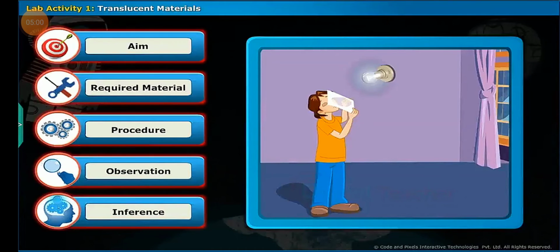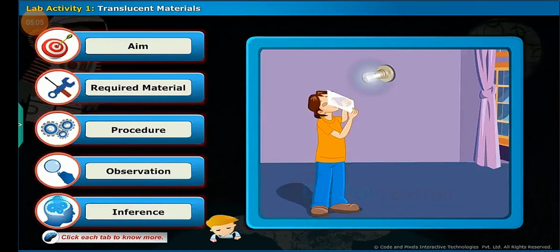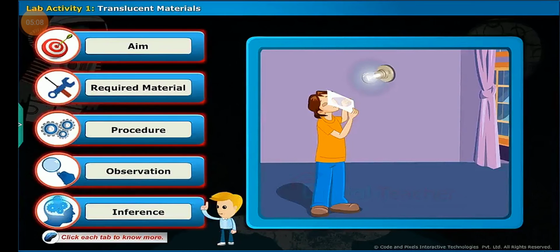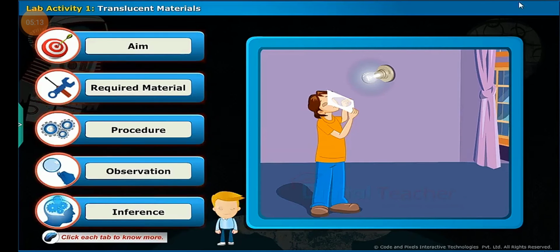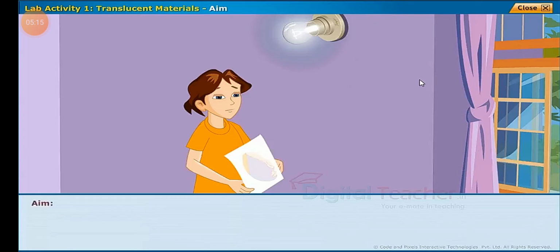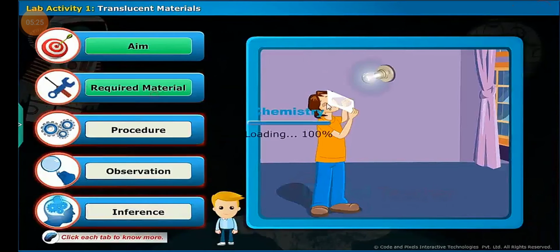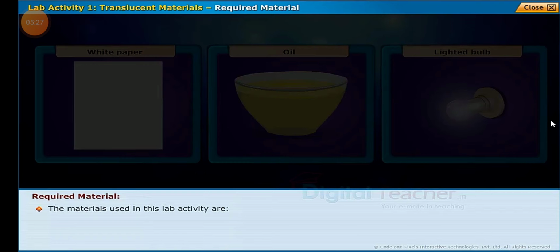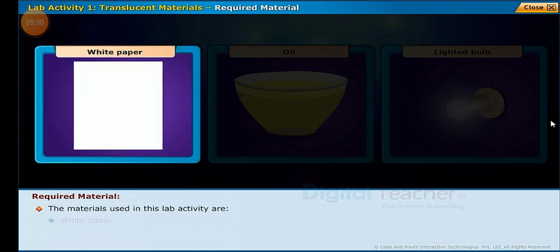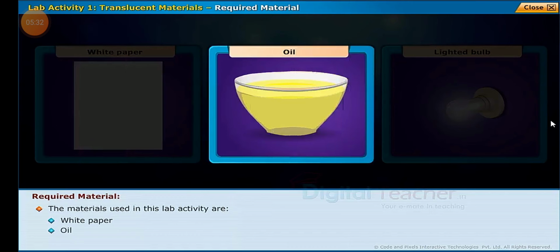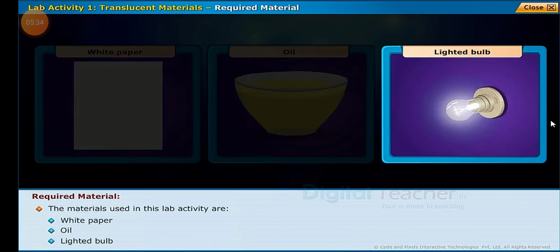Here, we will do a lab activity to know about translucent materials. Click each tab to know more. The aim of this activity is to know about translucent materials. The materials used in this lab activity are white paper, oil, lighted bulb.